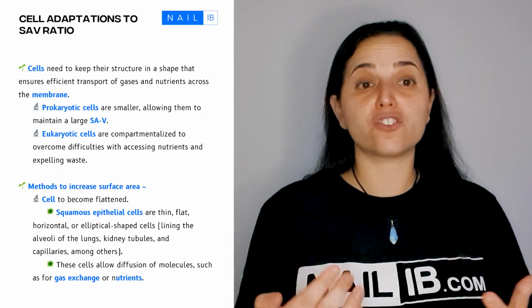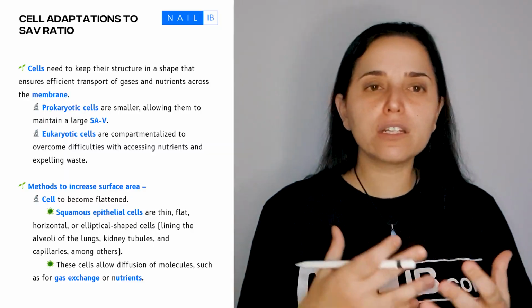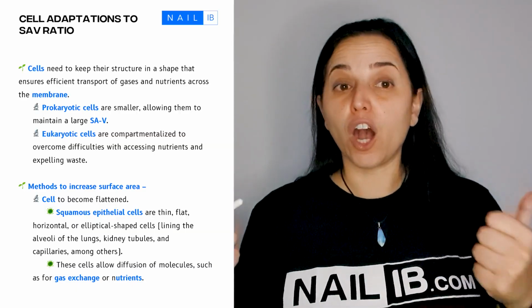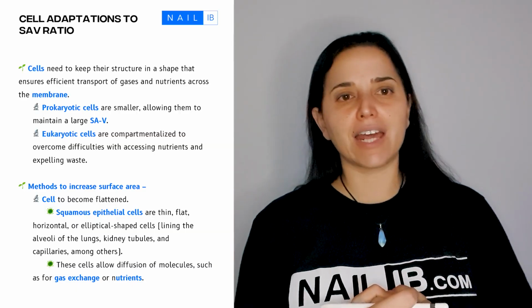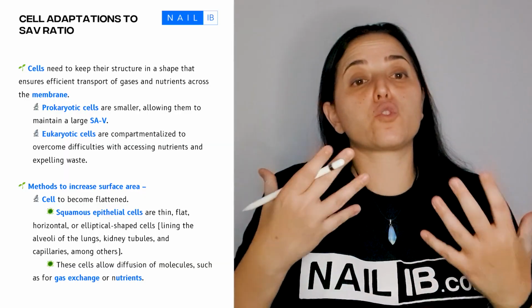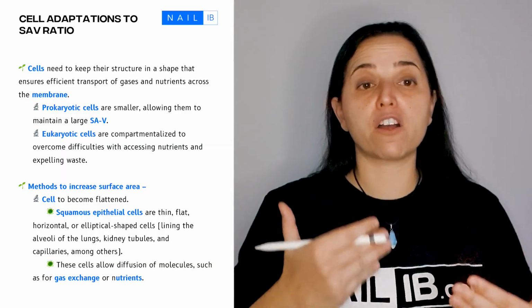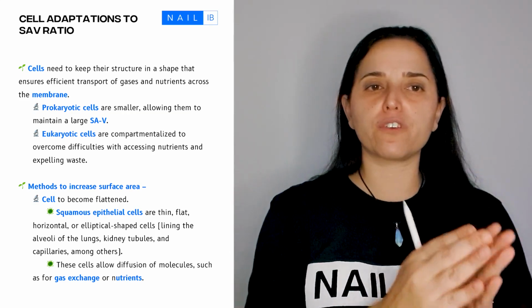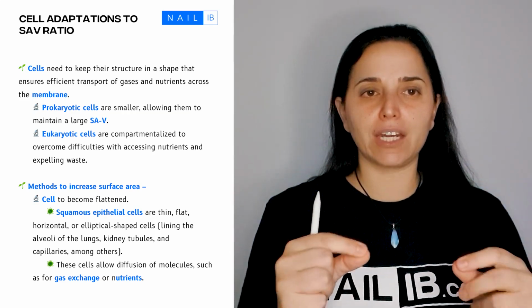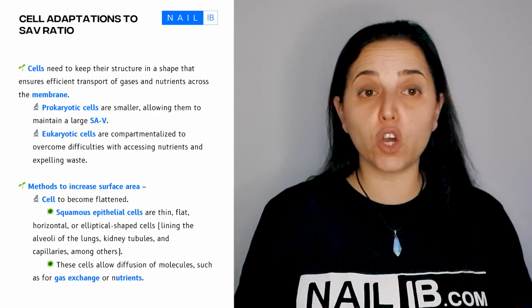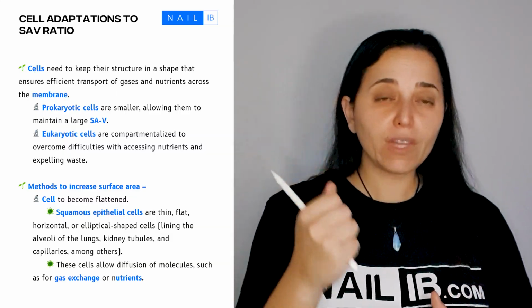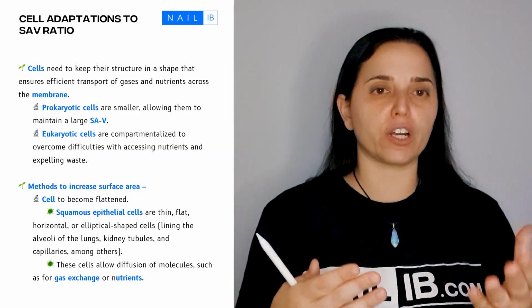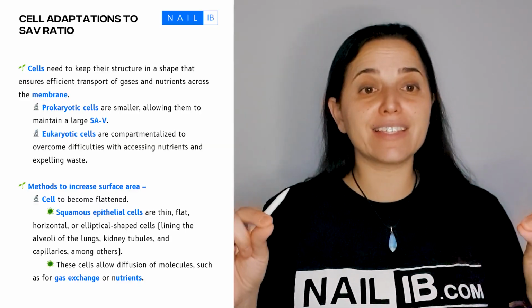Their bodies cannot just be one huge cell. They're going to divide into many cells in order to keep that surface area to volume ratio going. But sometimes even that is not enough. They have to change their structure, how they look, to make their function even more efficient, just to make sure that the surface area to volume ratio is maintained in a healthy way to keep everything going forward. So one of the ways in which they can manipulate the surface area to volume ratio, as we're going to learn, is through flattening the cell.